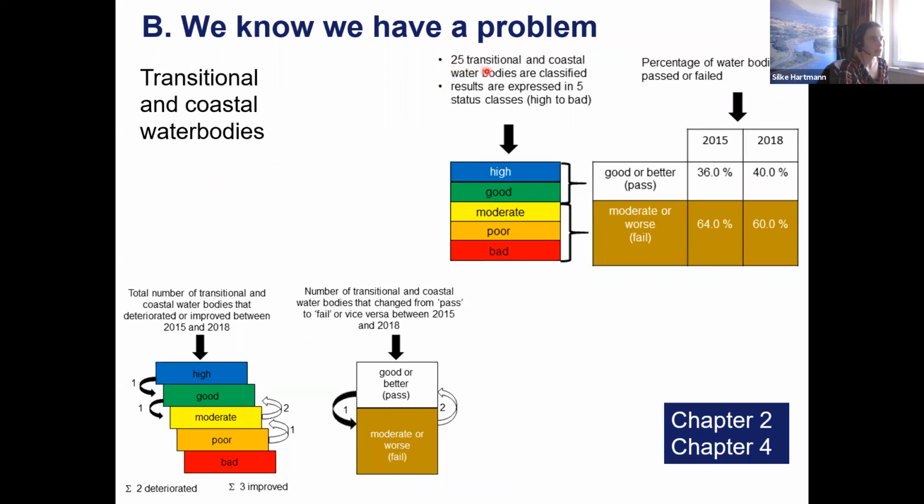So how does the picture look for our transitional and coastal water bodies? We have 25 of those, and once again, they are classified in 5 status classes. If we look at the summary statistics, there was a slight improvement in the number of water bodies that are now at good or better status. And in the summary here, 1 water body dropped from good or better status, whereas 2 improved.